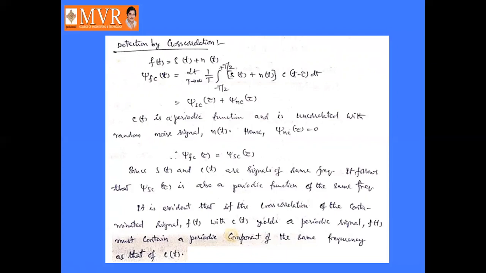Here, S of t and C of t are signals of the same frequency. It follows that J_fc of tau is also a periodic function of the same frequency. It is evident that if the cross correlation of the contaminated signal f of t with C of t yields a periodic signal, f of t must contain a periodic component of the same frequency as that of C of t.